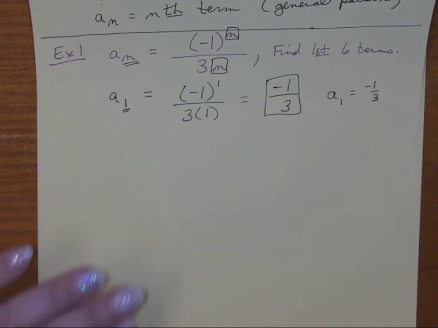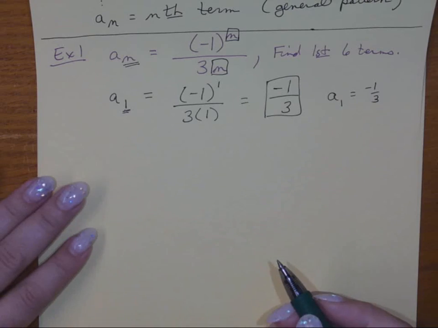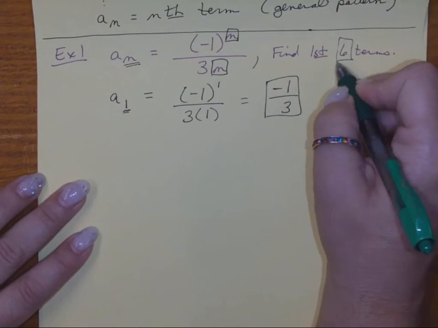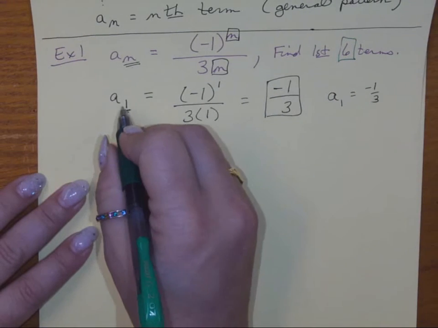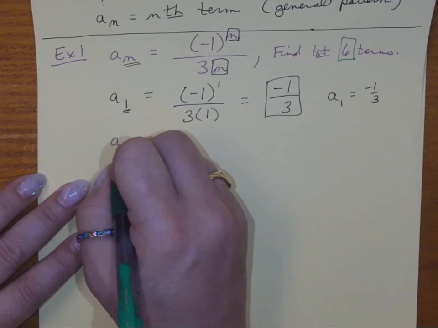Or the first term of my sequence is -1/3. That's how we would use that notation, or that wording, okay? But we're not out of the woods yet, right? Because it said find all 6 terms, the first 6 terms. So I have the first term, now I need the second term. That's going to look like what?